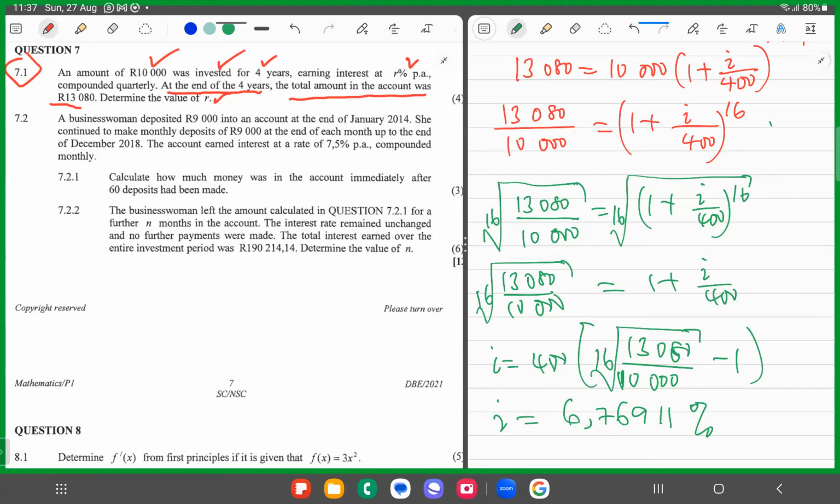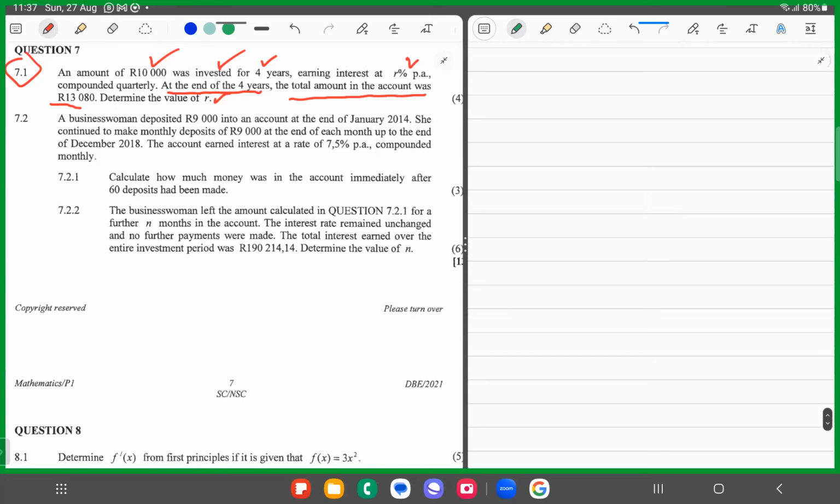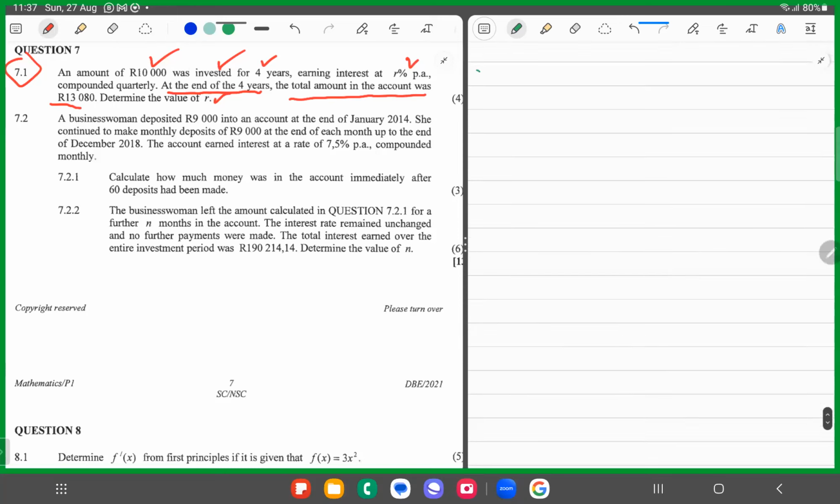Now in 7.2, a businesswoman deposited 9,000 into an account at the end of January 2014. She continued making monthly deposits of 9,000 at the end of each month up to the end of December 2018. Keyword, end of January 2014. So how many payments did she make altogether?